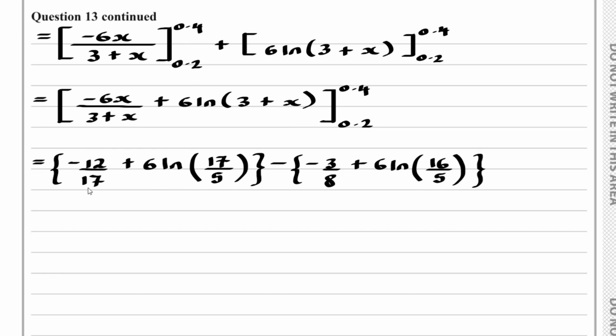So I've got negative 12 over 17, subtract negative 3 over 8, which is negative 45 over 136. Then I've got 6 times the natural log of 17 over 5, subtract 6 times the natural log of 16 over 5. So I've got 6 times the natural log of 17 over 16, which is what my integral is equal to.